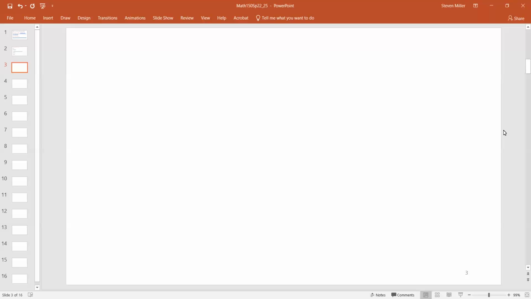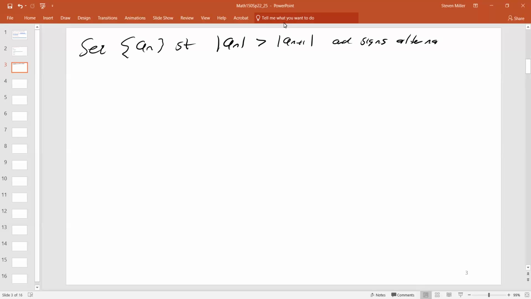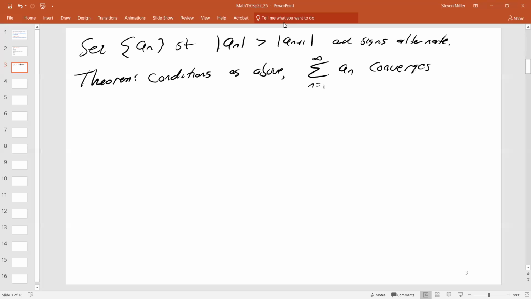So imagine we have a sequence a_n such that the absolute value of a_n is always greater than the absolute value of a_{n+1}, and the signs alternate. So, theorem: conditions as above, the sum of a_n converges. I'm going to do a proof by picture.